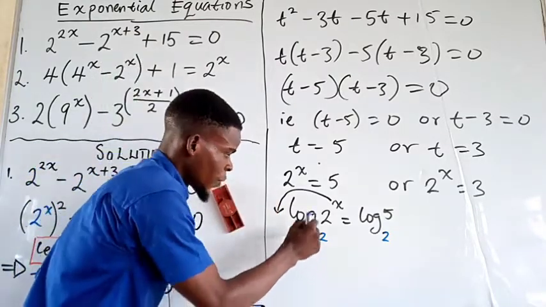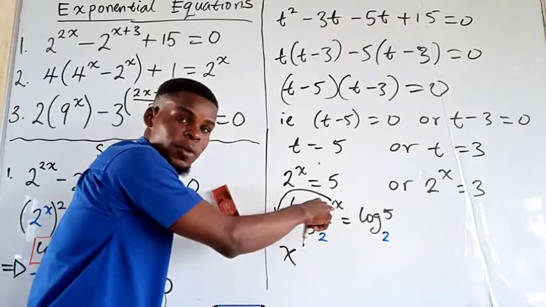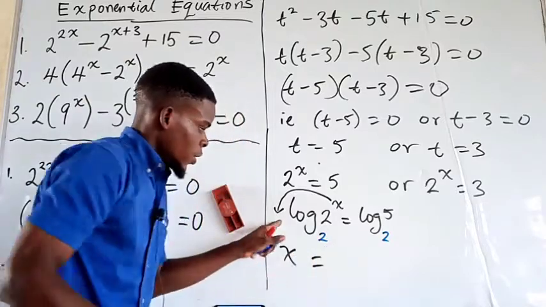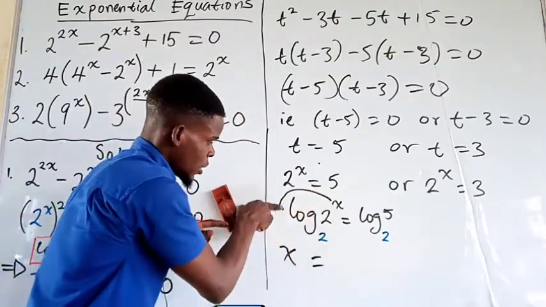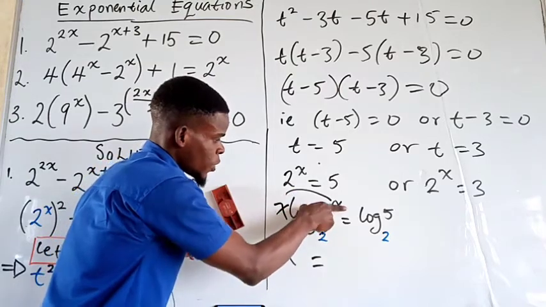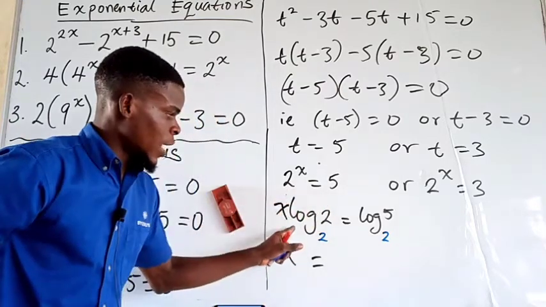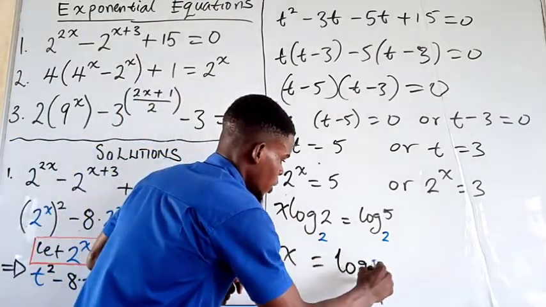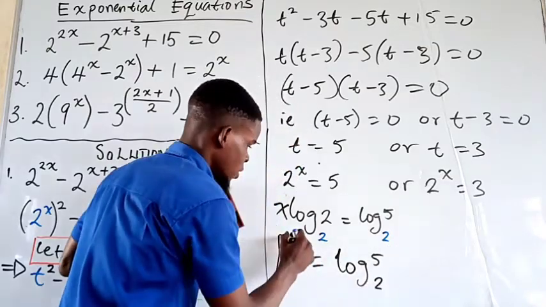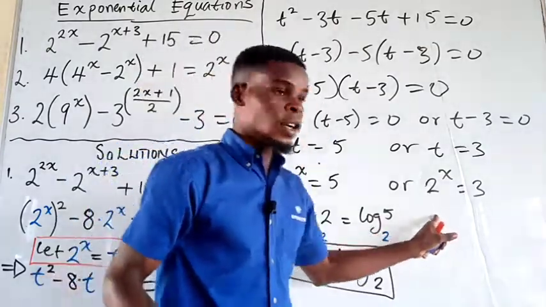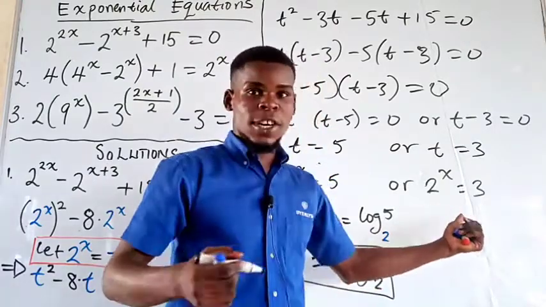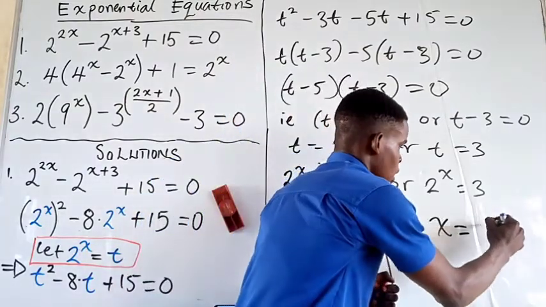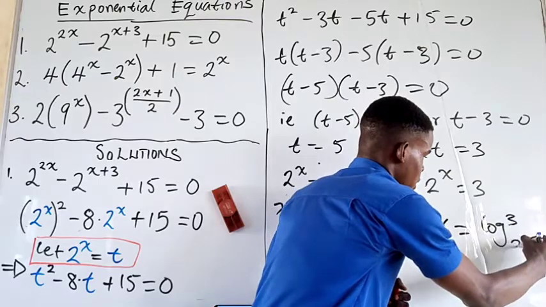That will become x times logarithm of 2 to base 2, that is x times 1. Log 2 to base 2 is 1. So the x here will come and be written here, and we clean it off from this position. So we now have x times 1, which is x, and on the right hand side we have logarithm of 5 to base 2. That is the first value of x. And on this second one, you can guess this, right? We'll just take logarithm to base 2 of both sides, and all in all, we end with x is logarithm of 3 to base 2.